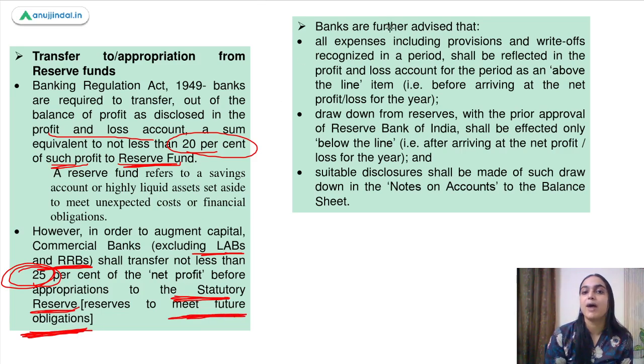Moving ahead now, banks are further advised that all expenses including their provisions, the write-offs recognized in a period shall be reflected in the profit and loss account as an above the line item. That means before arriving at net profit or loss of the year. So, whatever expenses there are, including provisions, you have to account for them before arriving at net profit. And if you are drawing on the reserves, then you can do that after arriving at the net profit. Okay, suitable disclosures, as we have already discussed, are required to be made in the notes to accounts to the balance sheet.